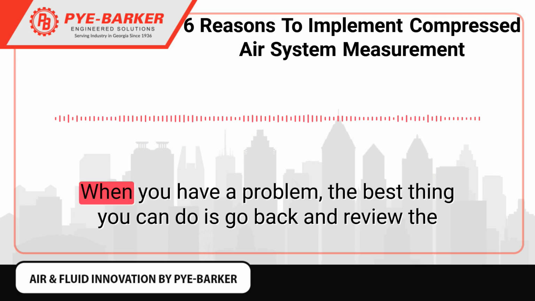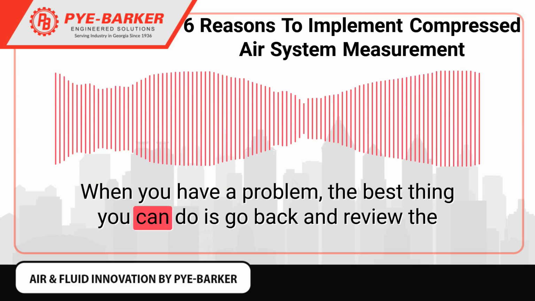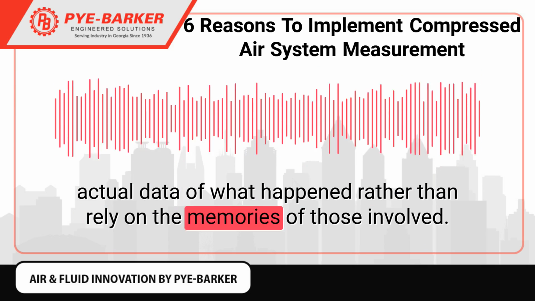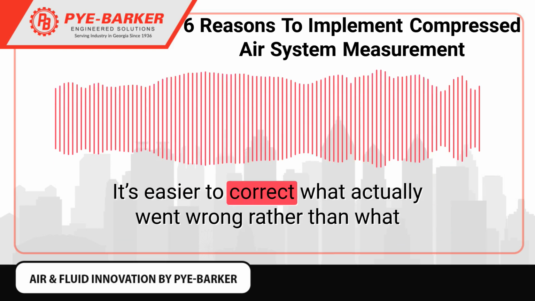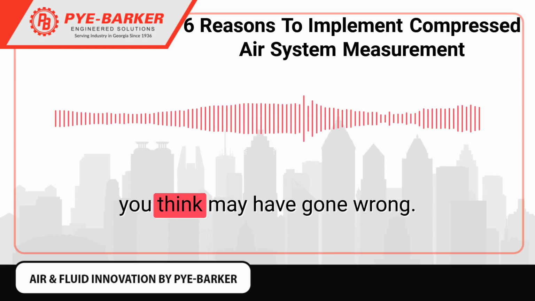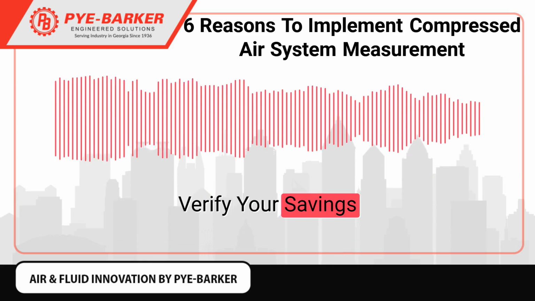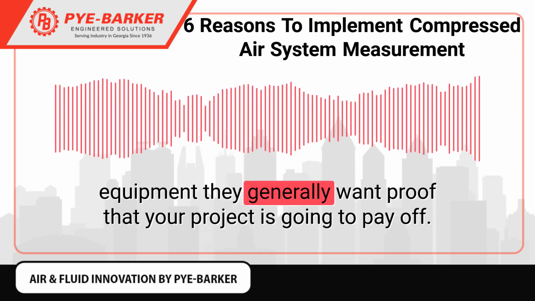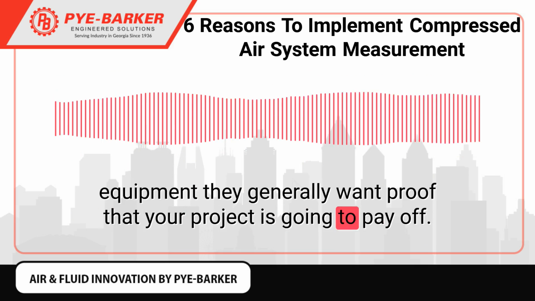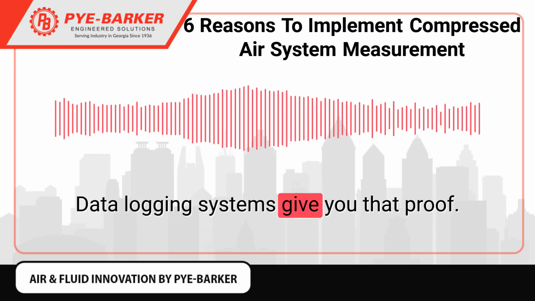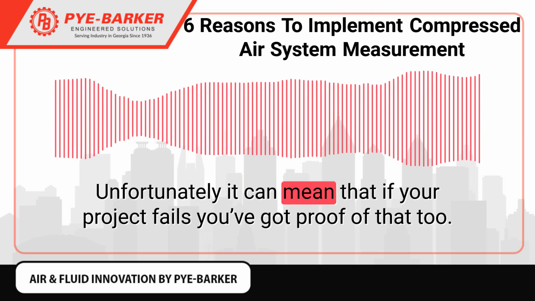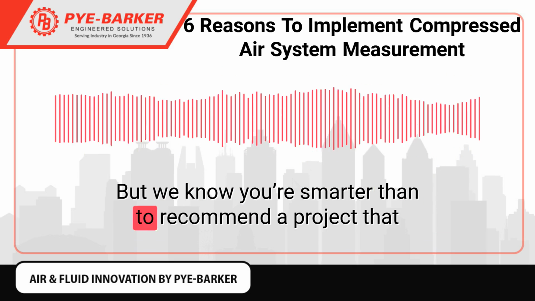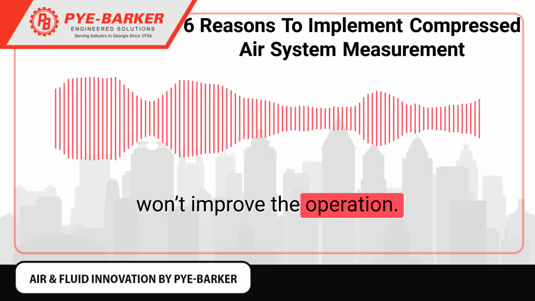Troubleshoot problems. When you have a problem, the best thing you can do is go back and review the actual data of what happened rather than rely on the memories of those involved. It's easier to correct what actually went wrong rather than what you think may have gone wrong. Verify your savings. If senior management is going to spend money improving your equipment, they generally want proof that your project is going to pay off. Data logging systems give you that proof. Unfortunately, it can mean that if your project fails, you've got proof of that too. But we know you're smarter than to recommend a project that won't improve the operation.